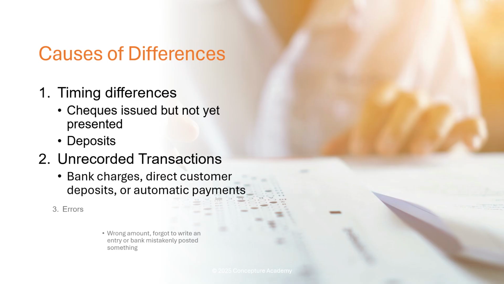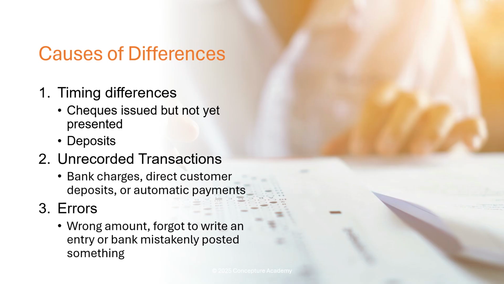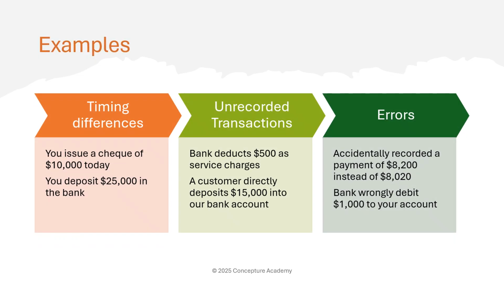The third one is errors. Mistakes can be made either in our cash book or in the bank statement. Maybe we recorded the wrong amount, forgot to write any entry, or the bank mistakenly posted something incorrectly. So these errors also cause mismatches. So in short, timing issues, unrecorded transactions and errors are the main reasons why our balances don't match with the bank's balance. Let's understand these differences with real life examples.